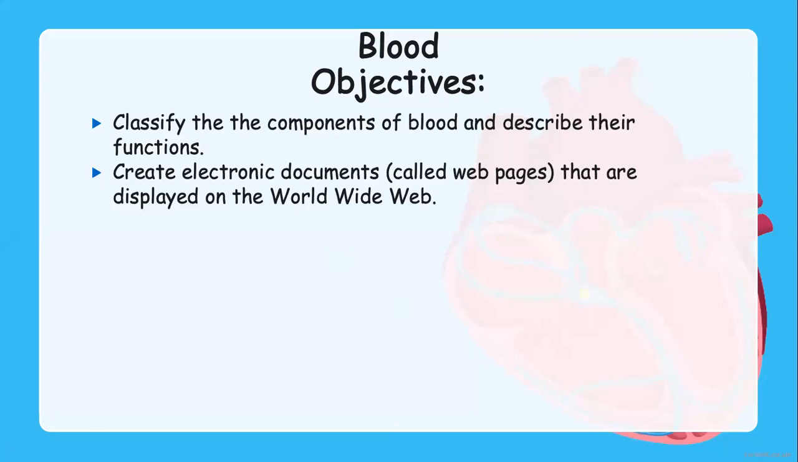I want to remind you of our essential questions. Our essential question is related to transportation. How can transportation in Egypt be more efficient? We're studying the blood components. We're going to link them to different transportations, and then we're going to talk about websites.